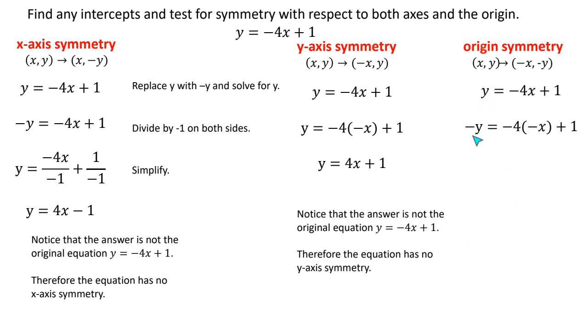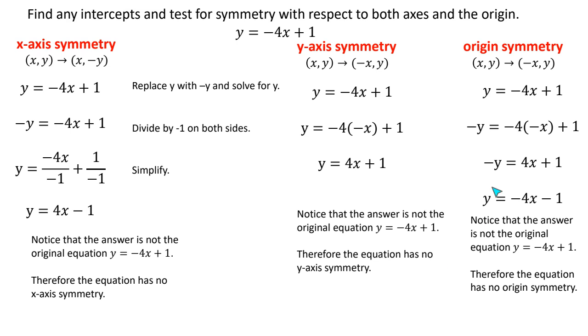So we're going to replace our y with negative y and the x with negative x. And if we simplify, then we have negative, negative is positive. We're going to divide by that negative to clear the y. So we get y equals negative 4x minus 1. If we compare to the original, they're not the same. Therefore, there's no origin symmetry either. Okay, so you can look at the graph, or if you're not given the graph, then you can run this test.